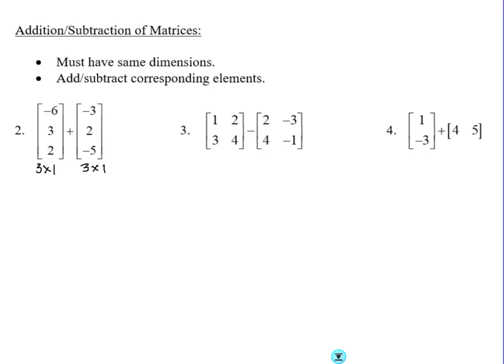I'm going to take this number in the first row, and I'm going to add those together. Then I'm going to take the numbers in the second row and add those together. Then I take the numbers in the third row and add those together. And that gives me my sum of these 2 matrices. Notice that this matrix also has dimensions that are 3 by 1.